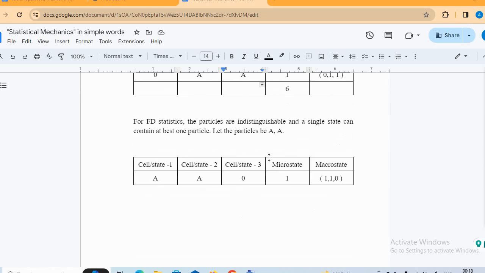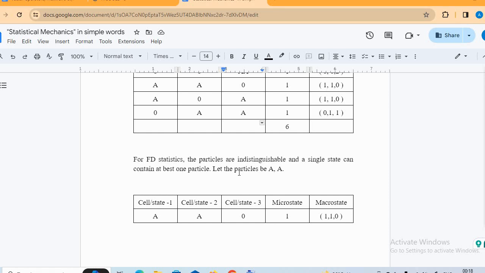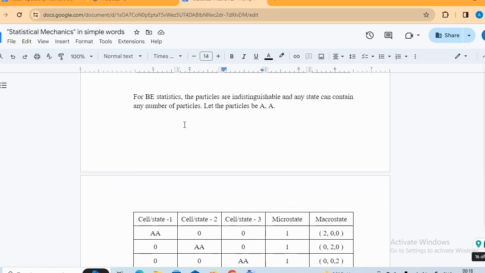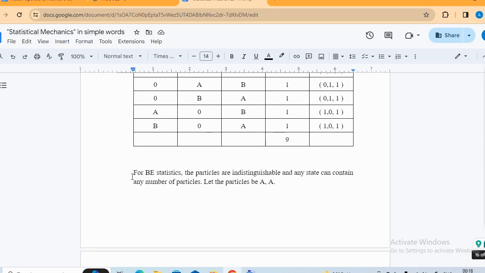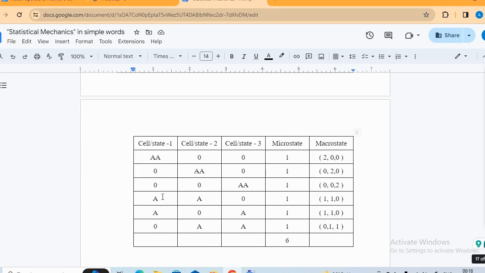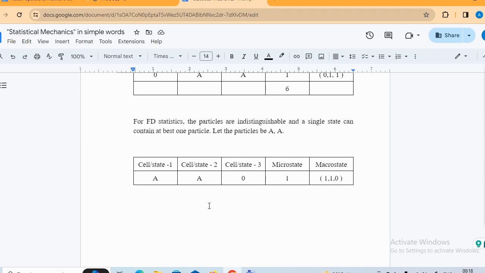Now comes the last case, Fermi-Dirac statistics. Again the particles are indistinguishable, quantum particles. But along with this, we have mentioned that they follow Pauli's exclusion principle. Why do they follow Pauli's exclusion principle? Because they have anti-symmetric wave functions. So the difference between Bose-Einstein and Fermi-Dirac is that in the case of Bose-Einstein, the wave function is symmetric in nature. Due to the symmetric property, you can place any number of particles. Whereas if you are talking about anti-symmetric, this must follow Pauli's exclusion principle.